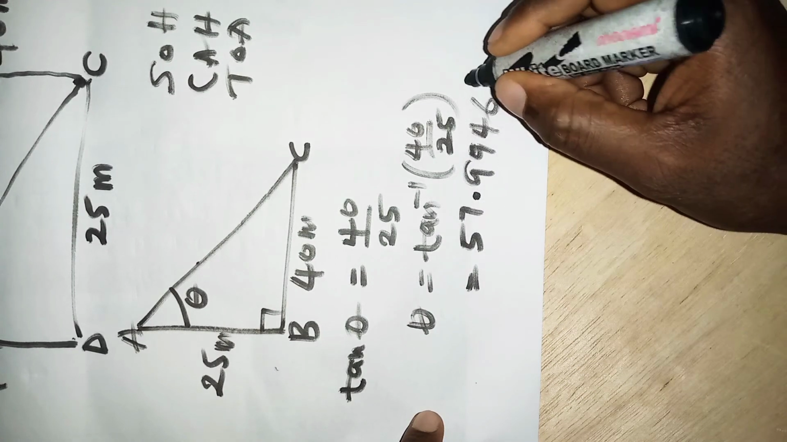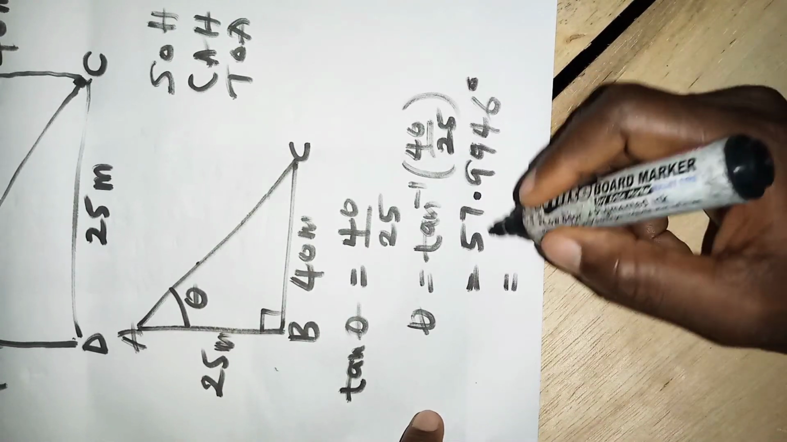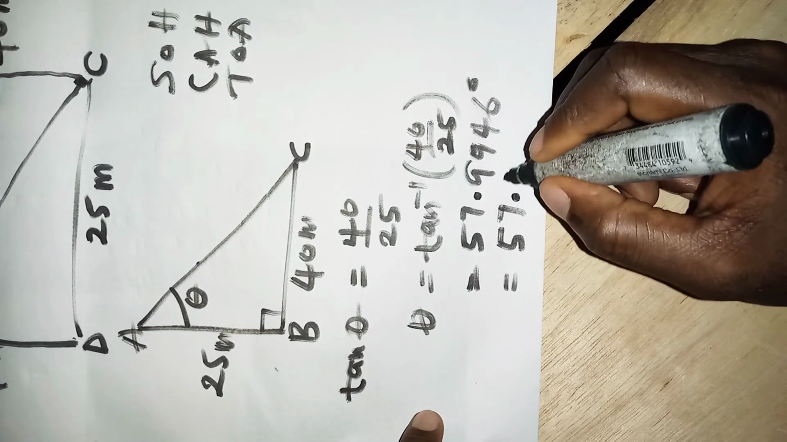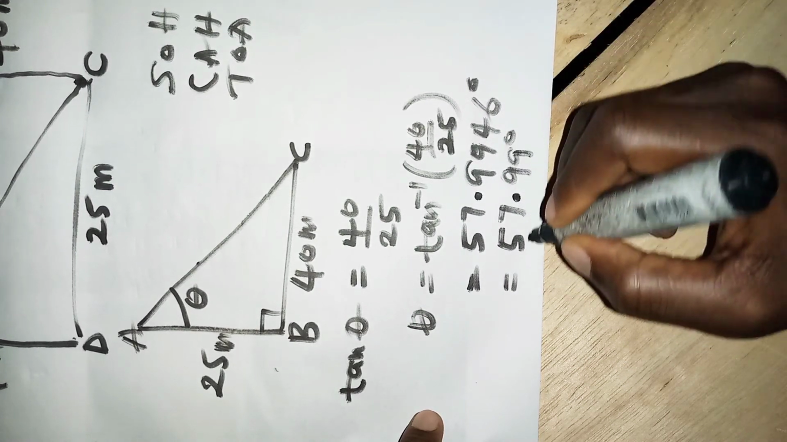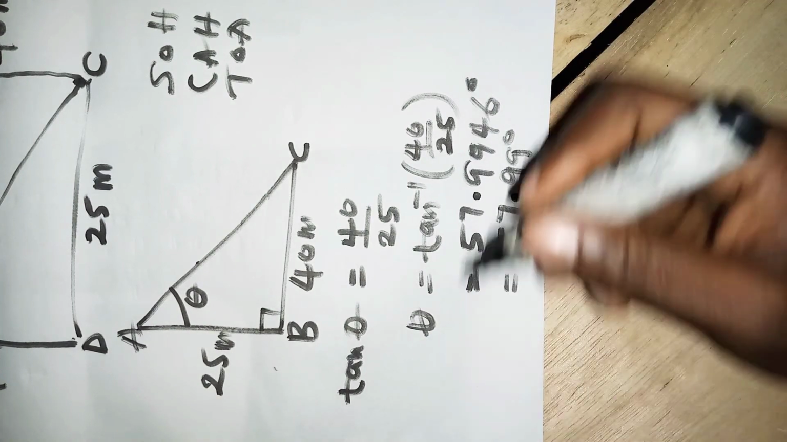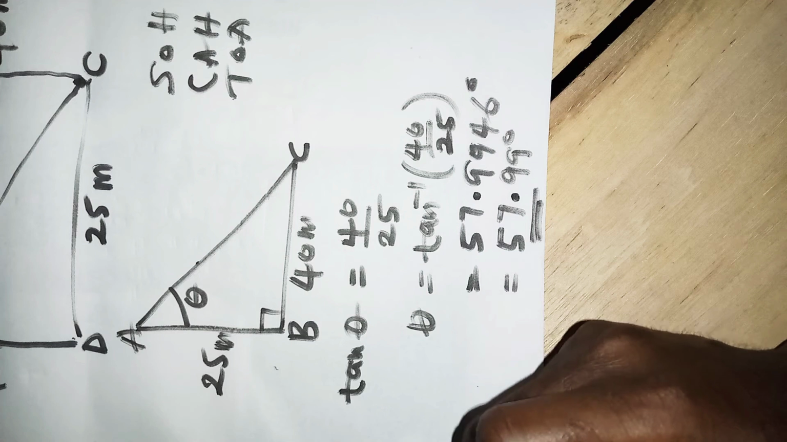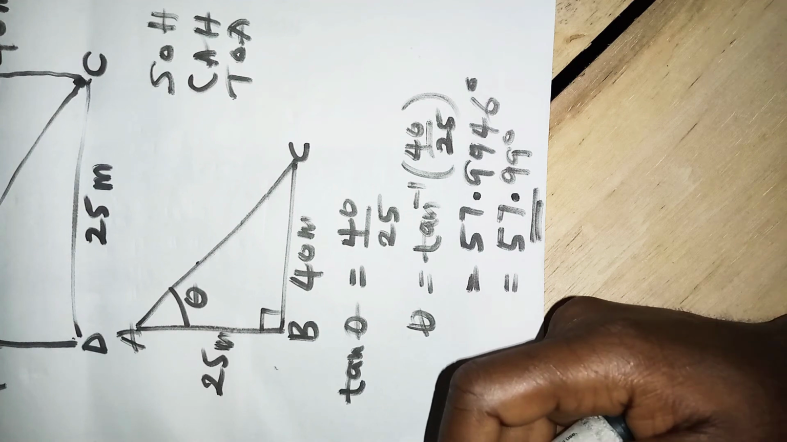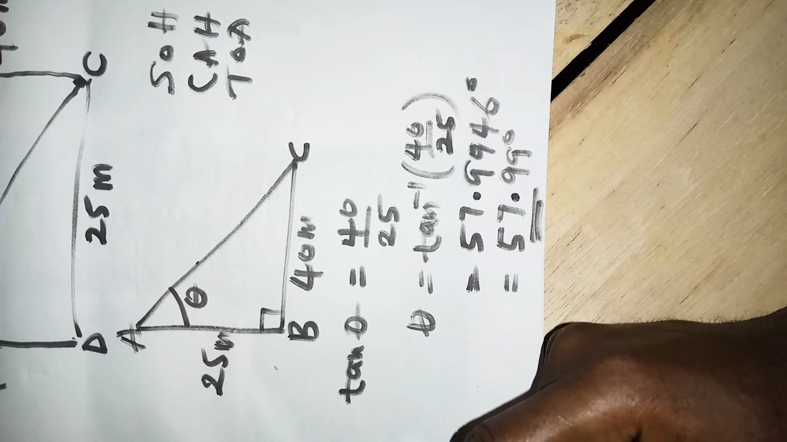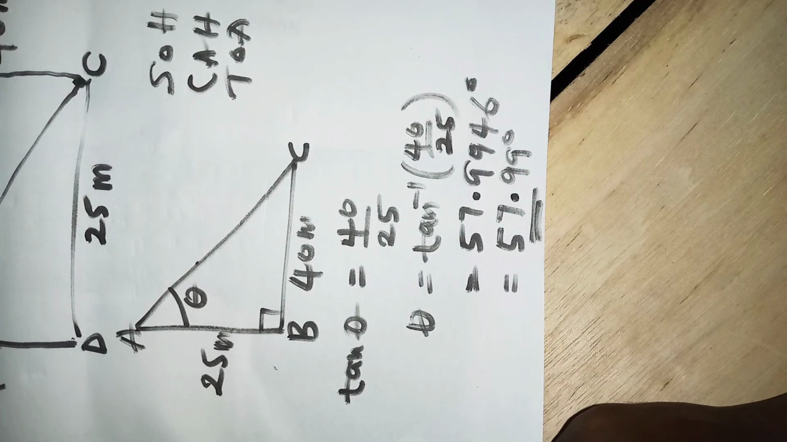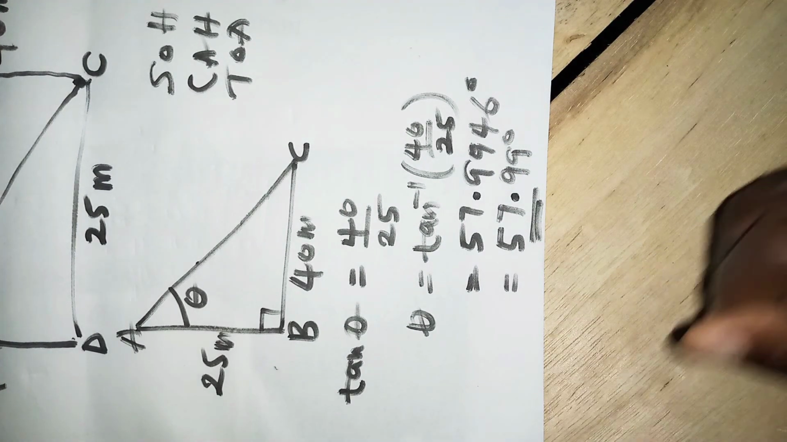This will give us 57.9946 degrees. To two decimal places, we have 57.99 degrees. Therefore, the angle of depression of the girl's eye to the fly is 57.99 degrees.